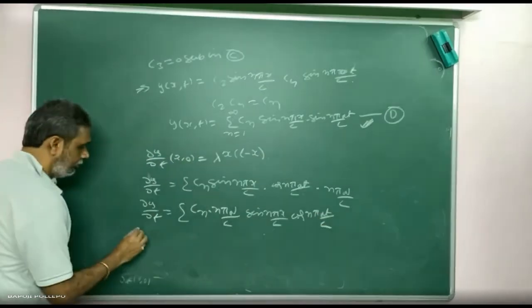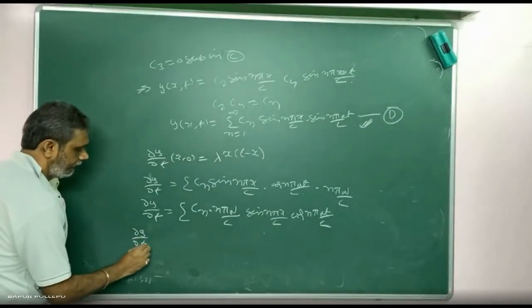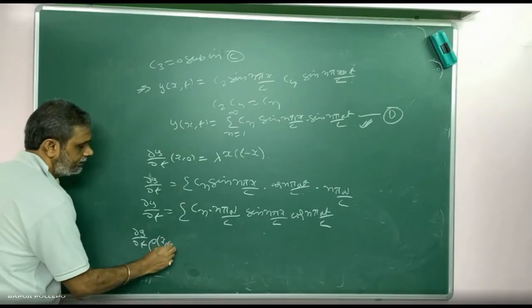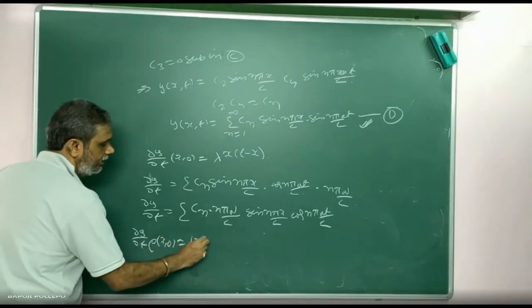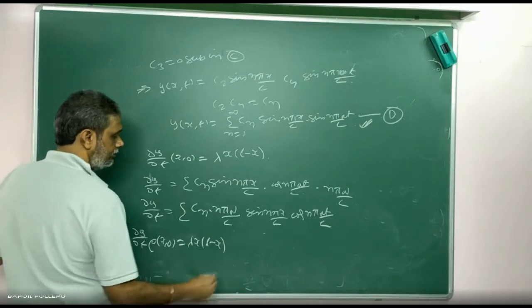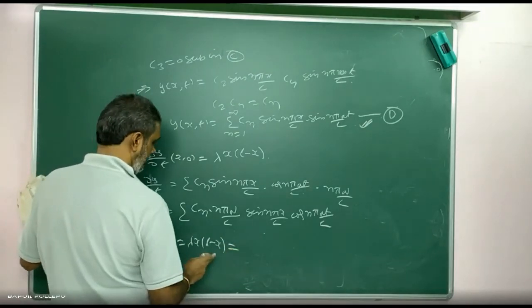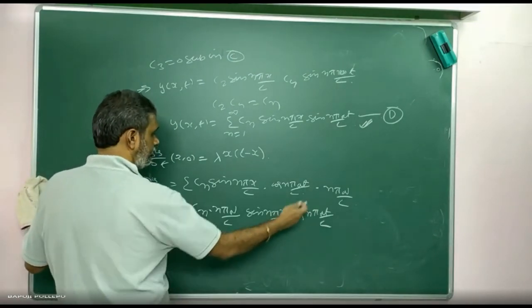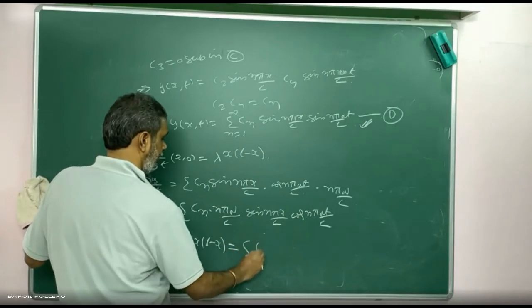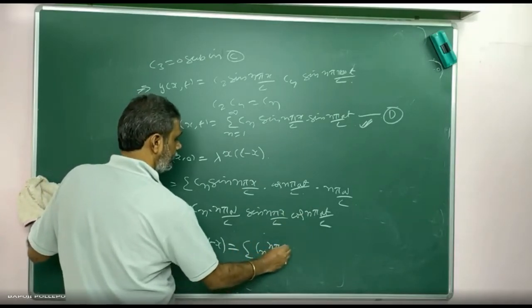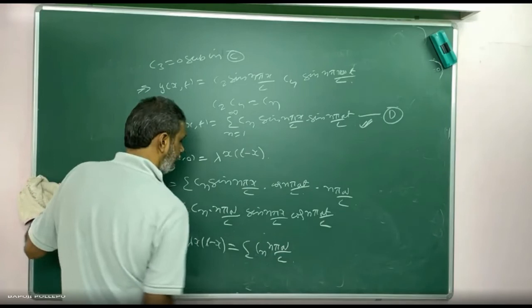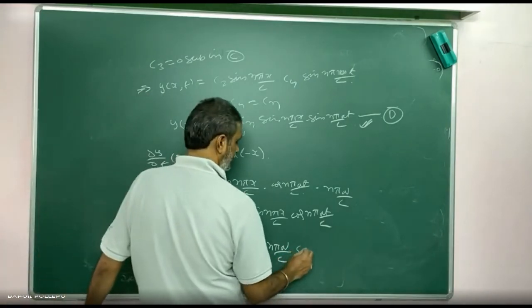Now what do I want? ∂y/∂t at (x,0) is equal to lambda x into (L minus x). If you put t is equal to 0, this cos becomes 1. So it is sigma Cn n pi a by L sin(n pi x by L).